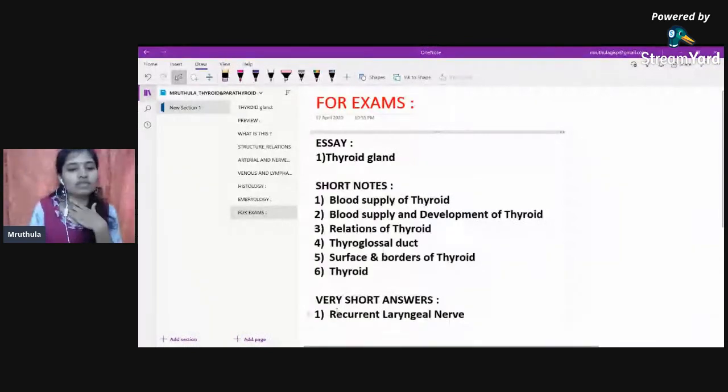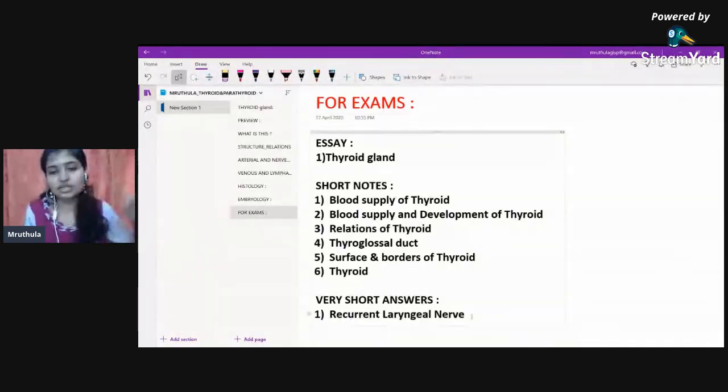Then one important 1 mark question is the recurrent laryngeal nerve. As we discussed, they might ask where the inferior thyroid artery should be ligated, and where the superior thyroid artery should be ligated. Inferior thyroid artery, remember, always away from the gland. Superior thyroid artery always close to the gland. So that's an important 1 mark.